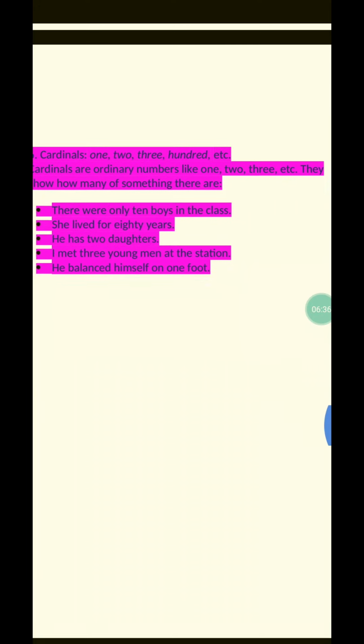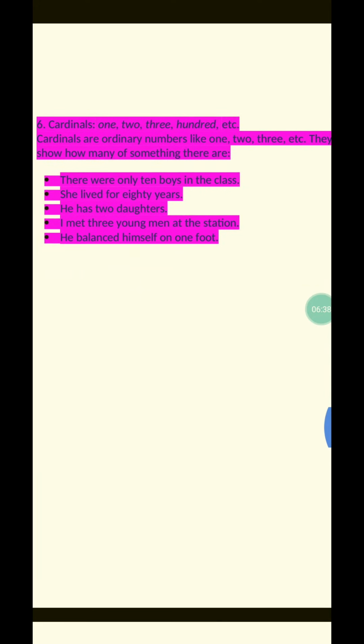Next, that is cardinals. Cardinals are like numerals: 1, 2, 3, 100, etc. Cardinals are ordinary numbers and they show how many of something there are. Example, he has 2 daughters. I met 3 young men at the station.